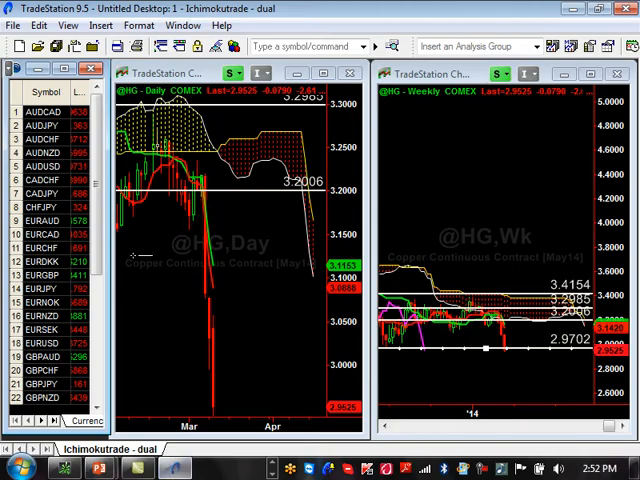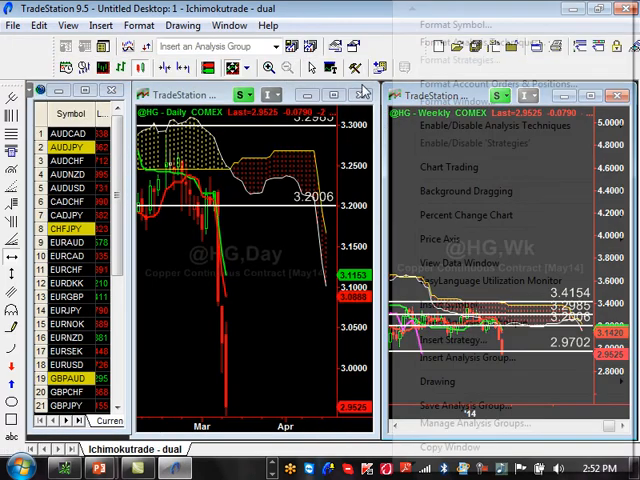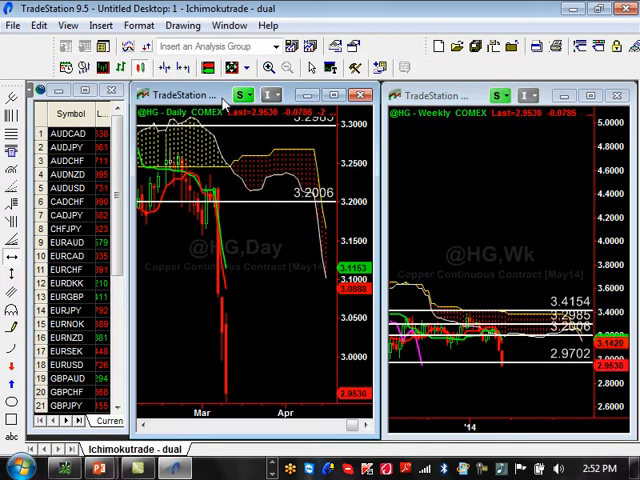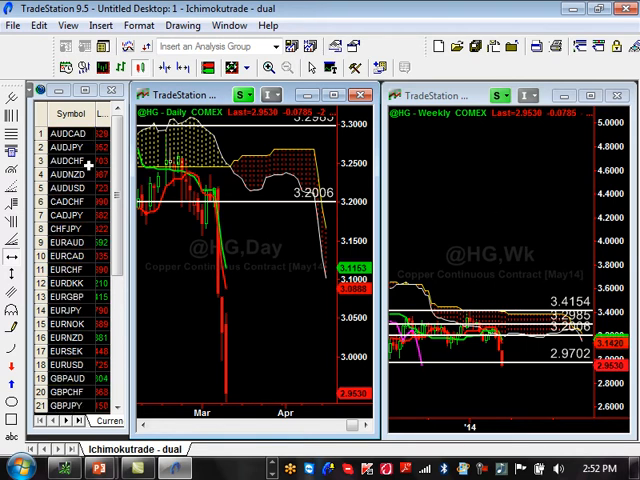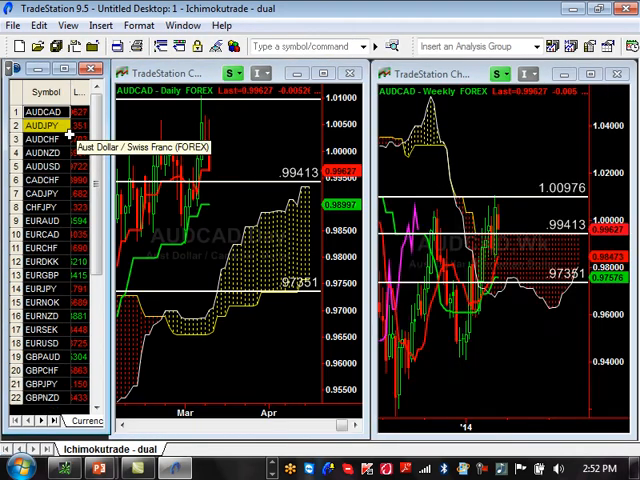Okay, so let's go through and start looking at currencies. Remember, the platform we're using is TradeStation, the brokerage platform behind them. Left-hand side is always going to be the daily time frame. Right-hand side is always going to be the weekly time frame. So let's go for Australian CAD first.